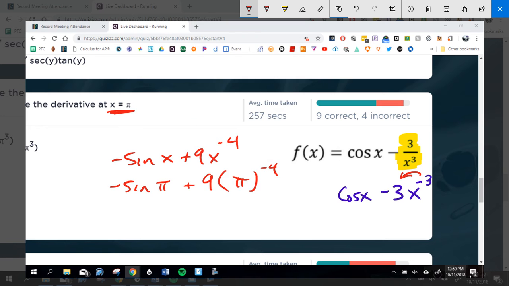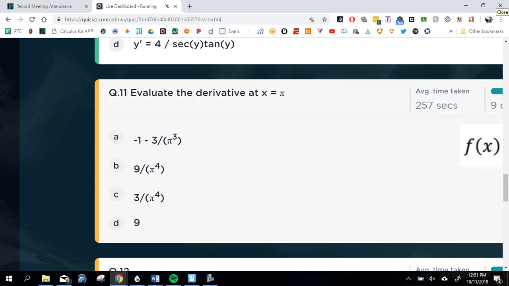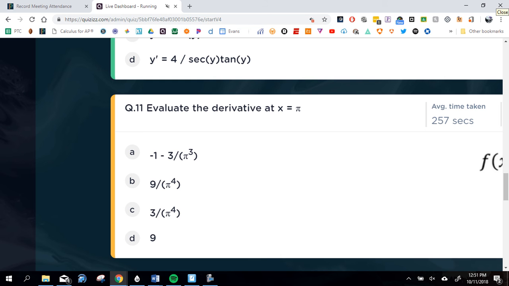Sine at pi. So here's my unit circle. Here's pi right there. The ordered pair is negative 1, 0. What is sine going to be at that ordered pair right there? 0. It's the y value. It's nothing, so this means nothing to me. 9 pi to the negative 4th, that's like 9 over pi to the 4th power. And if I look at my answers, it's 9 over pi to the 4th power. It's B.